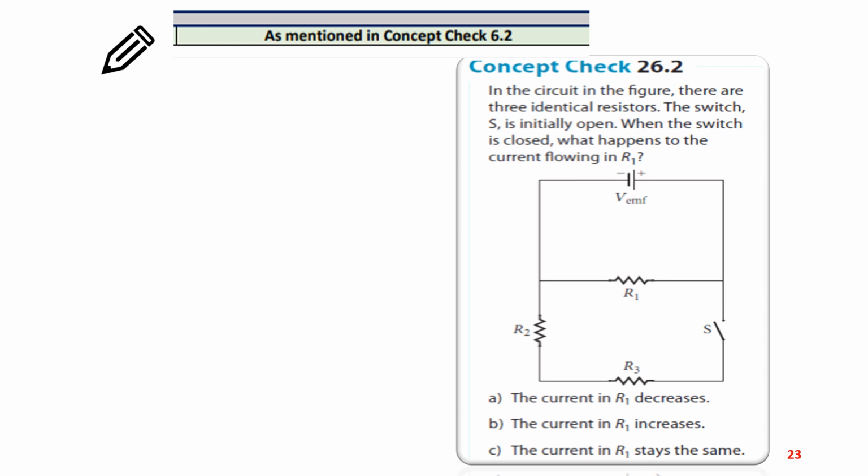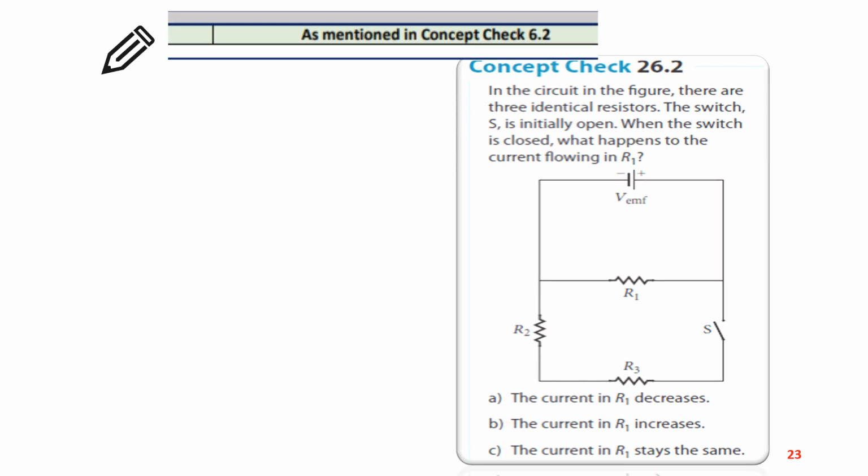Here we continue with this question. Also you have the chance to drop your answer in the comment box. So here, 6.2 concept check. In the circuit in the figure, there are 3 identical resistors, R1, R2 and R3. The switch S is initially open, as you see here. When we close the switch, what happens to the current going through R1? Will it decrease, increase, or stay the same? Just put the number of the question, and is it A, B, or C?